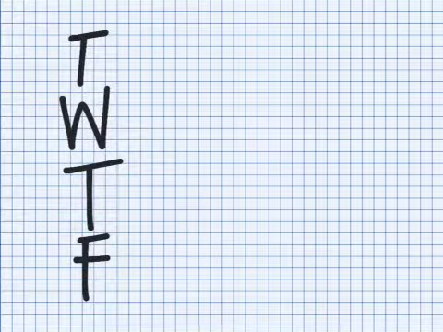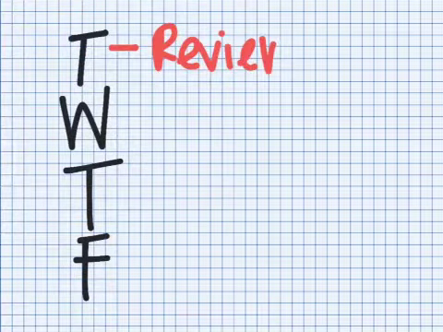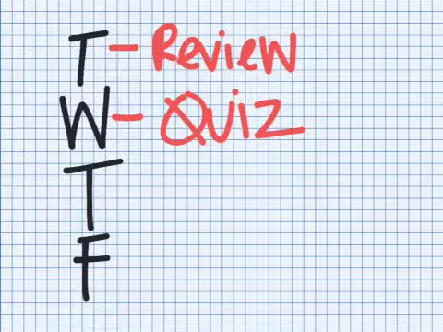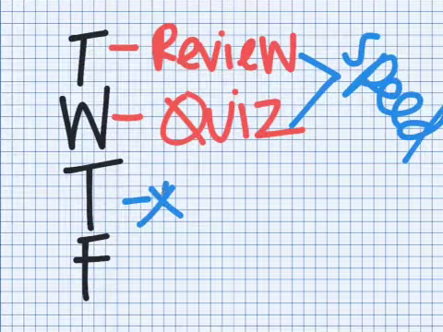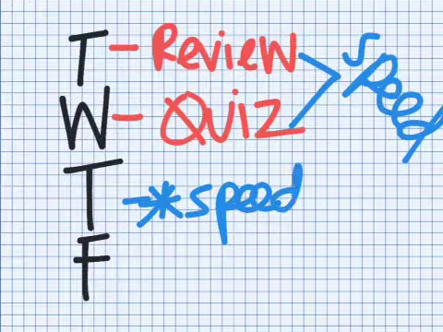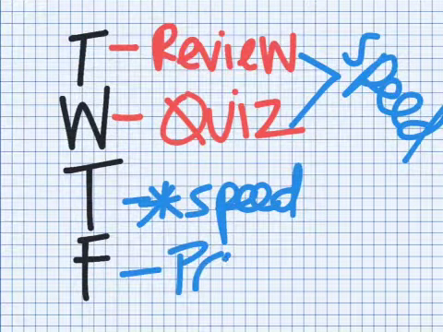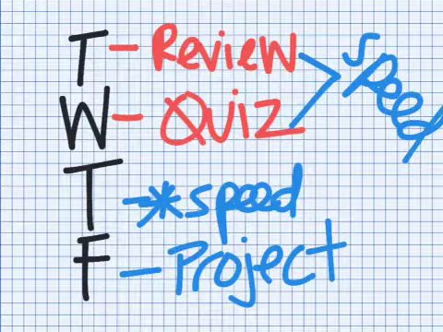Let me divide the week into the days. So we have Tuesday, Wednesday, Thursday, Friday. On Tuesday today, we're going to review because we have a quiz tomorrow. Tomorrow, it's the quiz day. And I hope these two days we can talk a little bit about speed, so we can give all the highlights about speed. And finally, on Friday, probably have a little project or lab about it. So this is more or less our week.